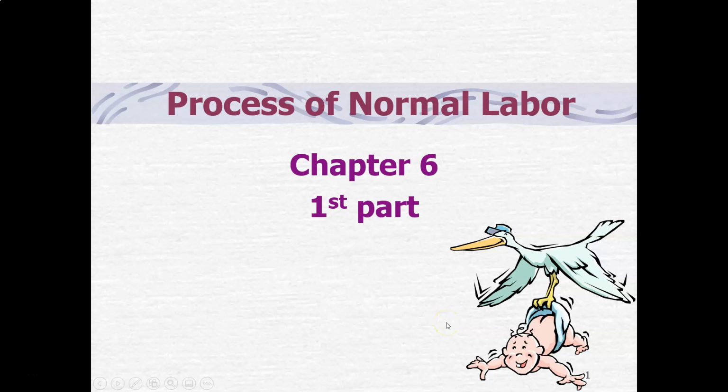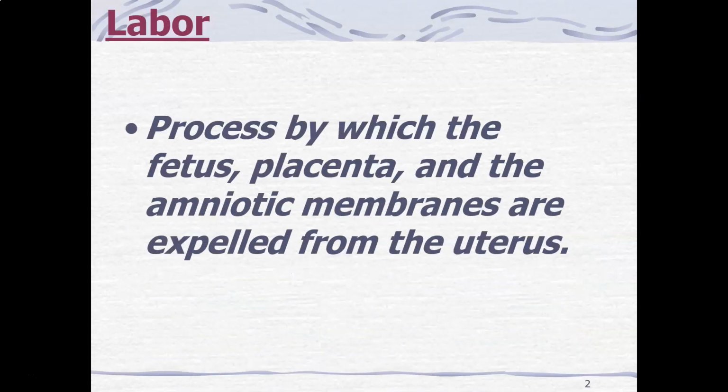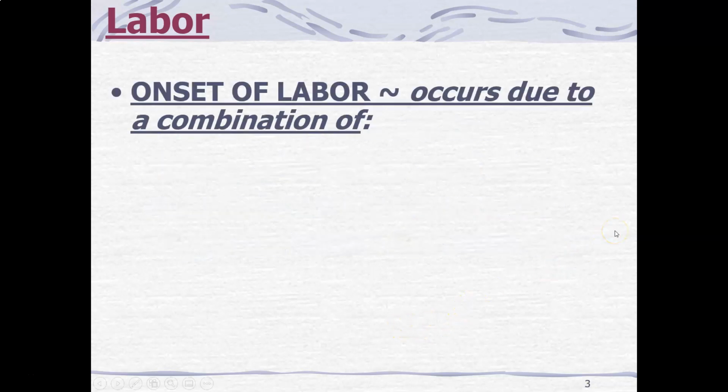Chapter 6, the first part of Chapter 6. I've divided Chapter 6 into two parts. This is the process of normal labor. So labor is the process by which the fetus, placenta, and the amniotic membranes are expelled from the uterus.